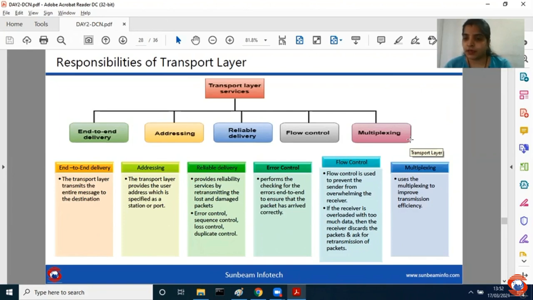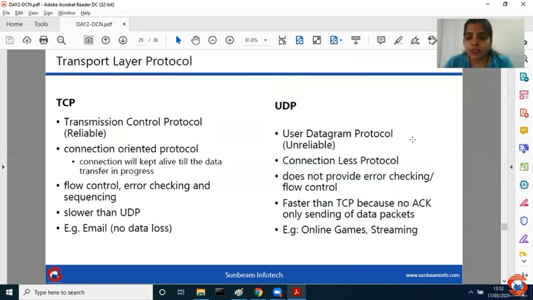Yesterday we saw FDM and TDM. We saw the process, but which layer performs that job? That job is done by your transport layer. The two major protocols that your transport layer uses are TCP and UDP. Let me take a correct example over here.